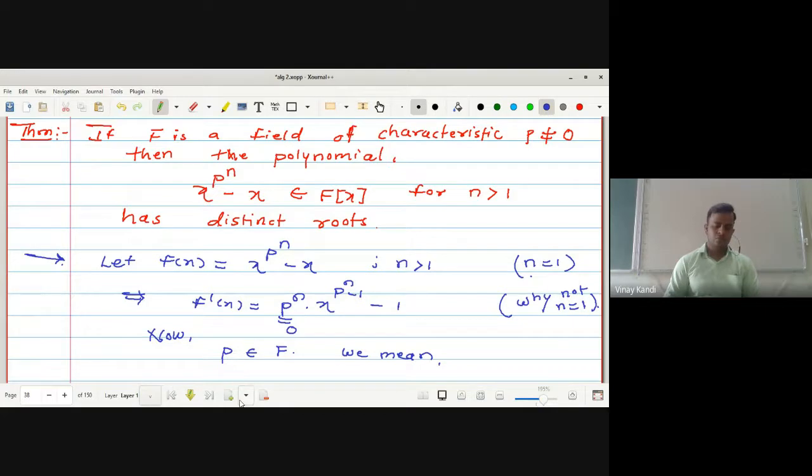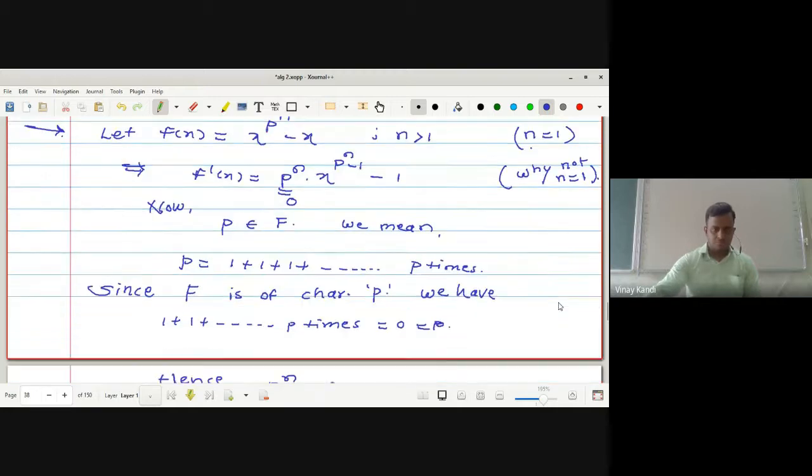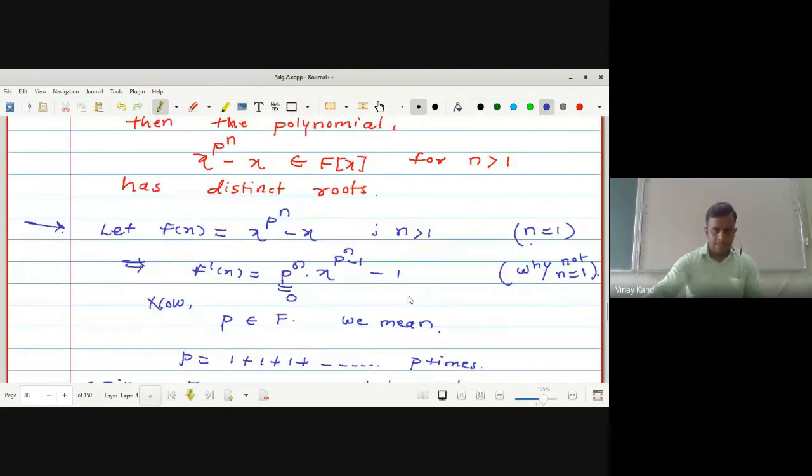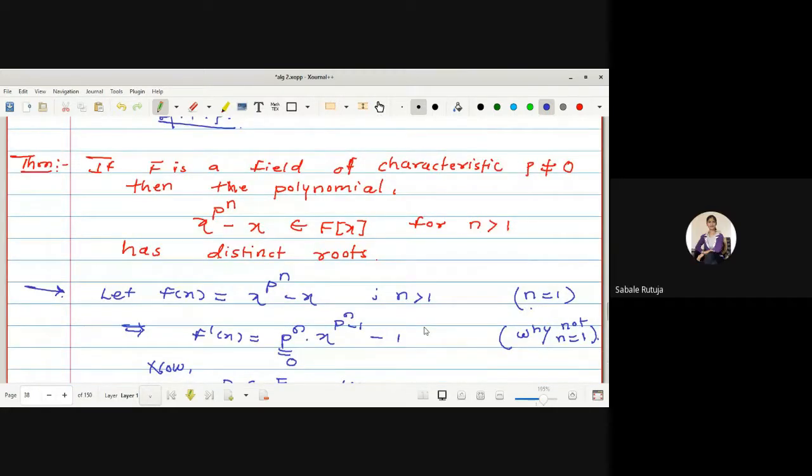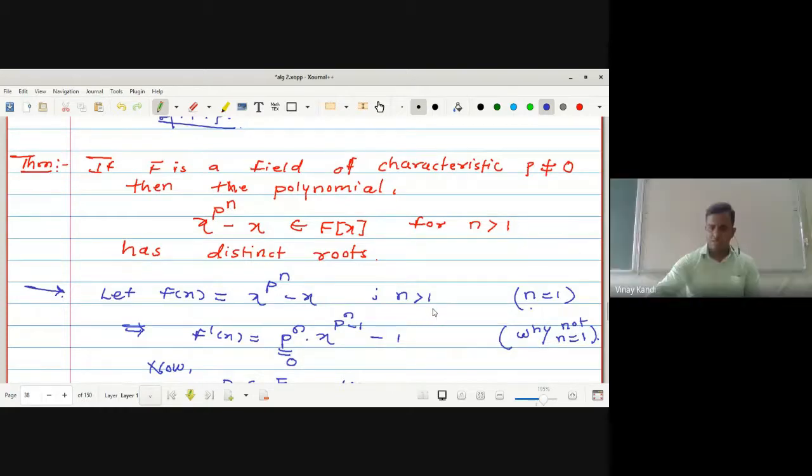Okay, so this is the homework for you. Now the next theorem. Any doubt in this theorem? No, sir. Okay, the next theorem.